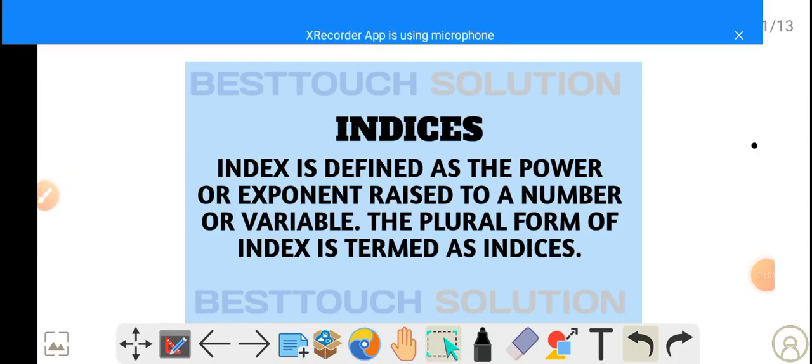Today we are looking at indices. Index is the singular form of indices, and it can be simply defined as the power or exponent raised to a number of variables. It is very essential to write down the index of the base number if the index is anything other than 1. The index of a number can be 0 or negative.